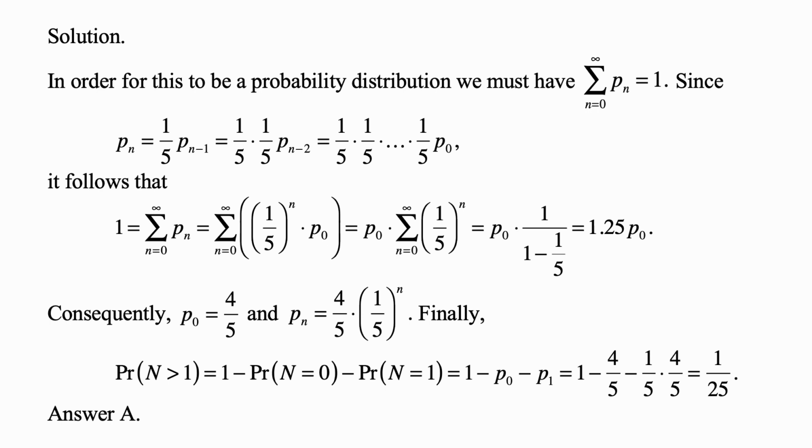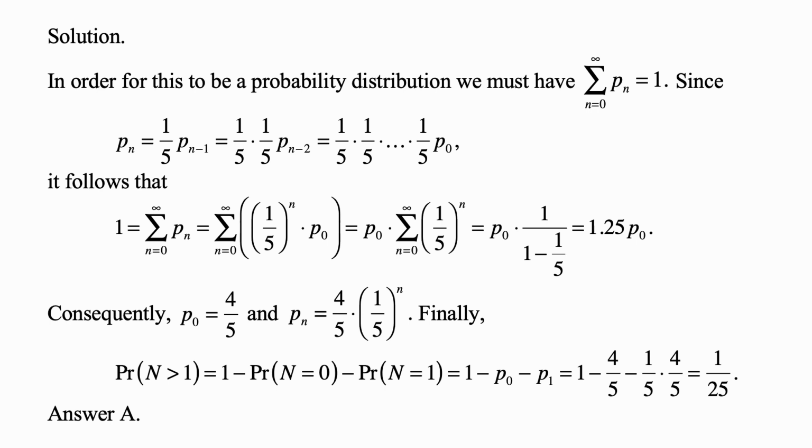1 minus 1/5 is 4/5. The reciprocal of 4/5 is 5/4. And therefore this is equal to 1.25 P0. Well, if that's the case, then P0 is equal to 1 divided by 1.25, and that's 4/5. So P0 is 4/5, and P(n) is equal to 4/5 times 1/5 to the nth.